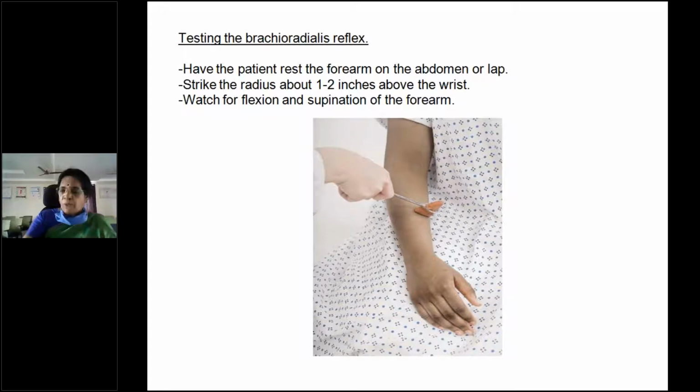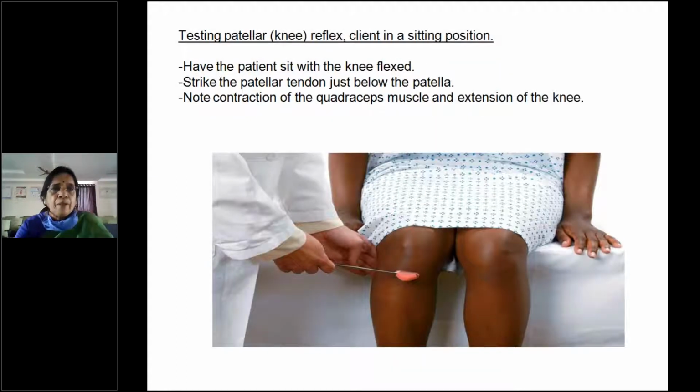Whenever you are eliciting the reflexes, you have to grade the reflexes also. I'll tell you how to grade the reflexes. And then the knee jerk: the limbs should be hanging at the edge if the patient is conscious. Otherwise, you can lift the limbs and support them on your hands and then examine the knee jerk. For the knee jerk, strike the patellar tendon, not over the bone.